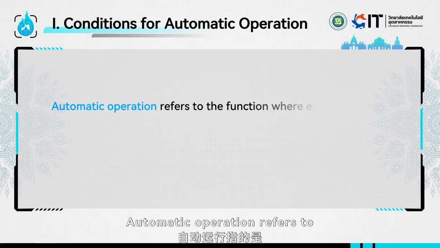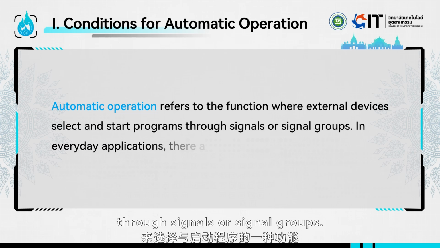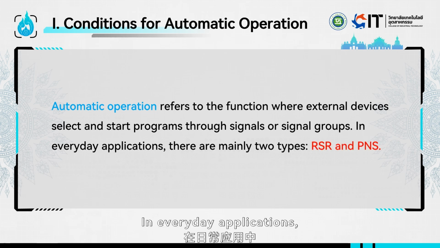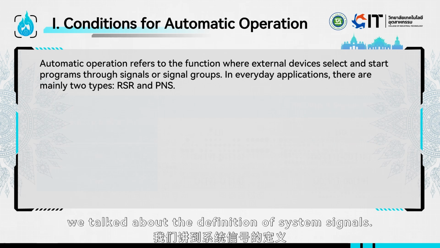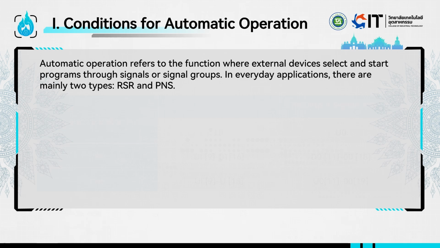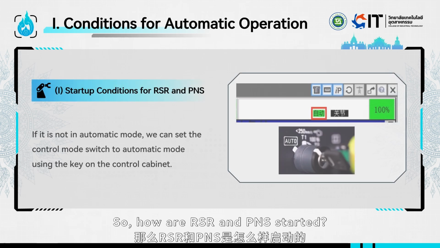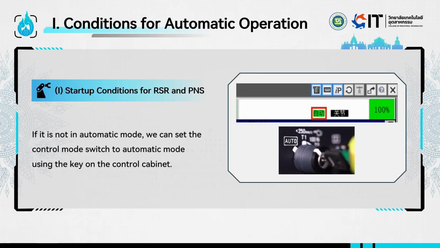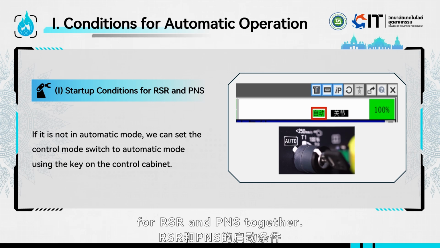Automatic operation refers to the function where external devices select and start programs through signals or signal groups. In everyday applications, there are mainly two types, RSR and PNS. In the previous lesson, we talked about the definition of system signals. From this table, we can see the input and output signals involved in the RSR and PNS automatic operation modes. So, how are RSR and PNS started? Now, let's learn about the startup conditions for RSR and PNS together.